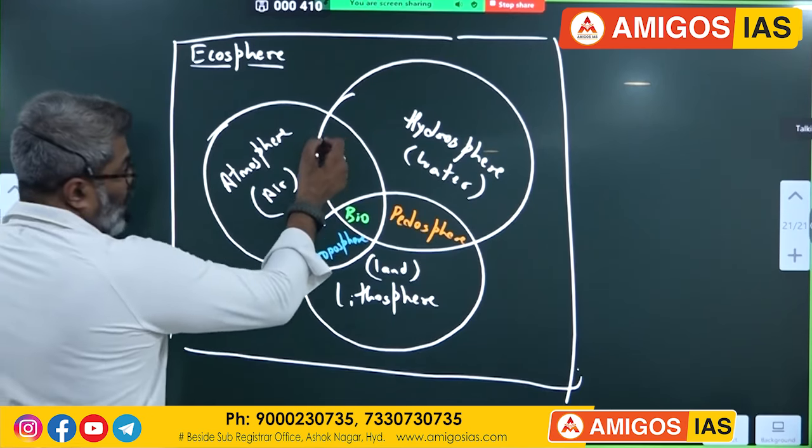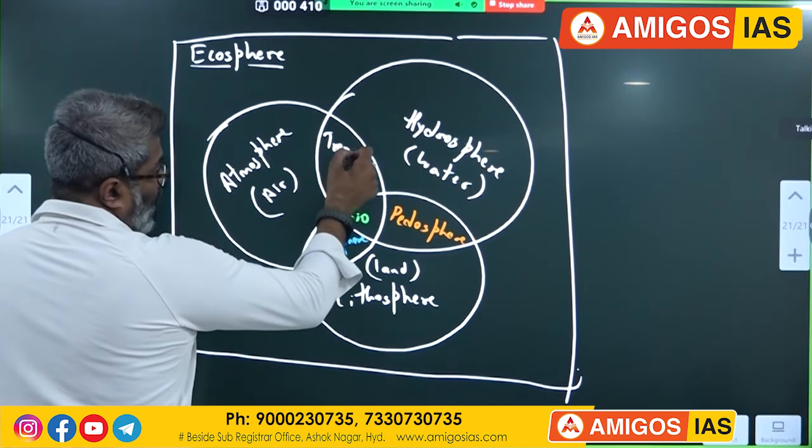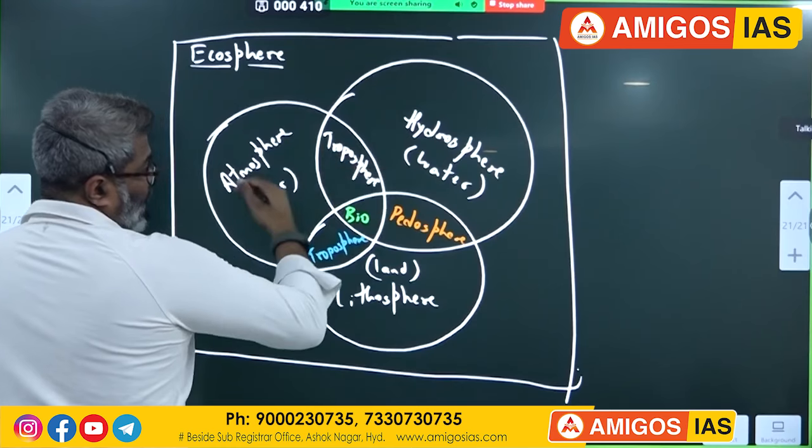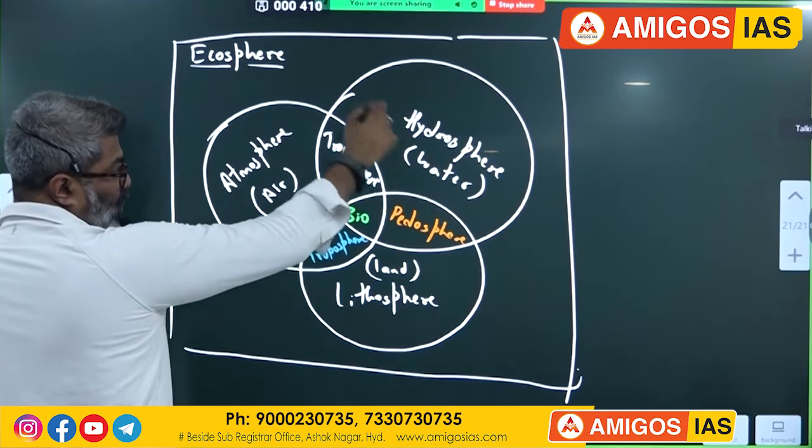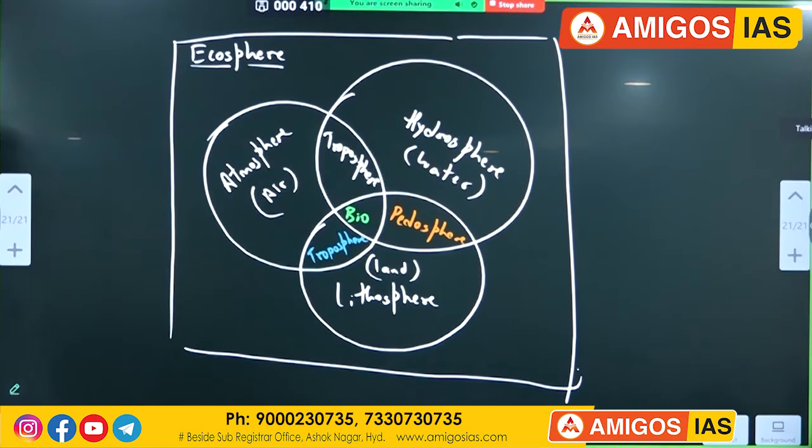Troposphere, you can write here also, because the atmosphere which interacts with the water also, that layer is also troposphere. First part of the earth's surface. Done? All the three parts.